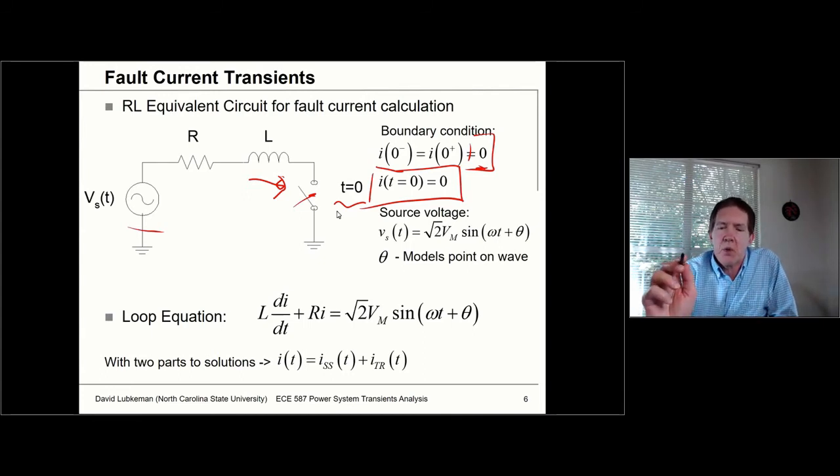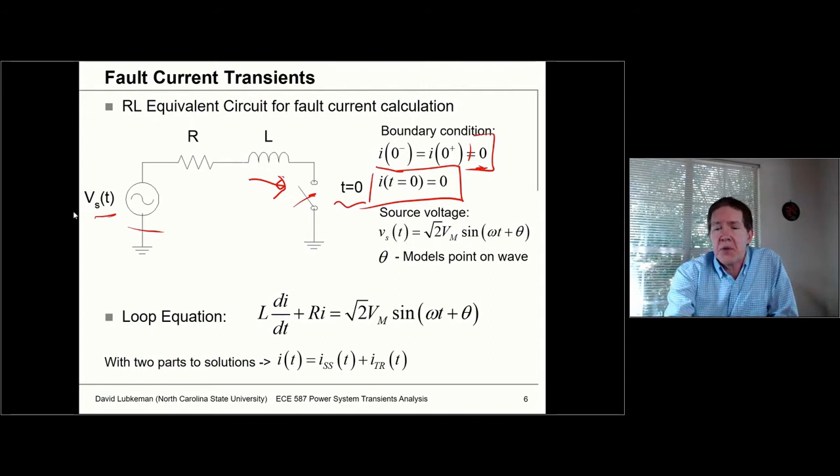Now, how do we model the fact that when that switch closes, we might actually have a different voltage at this source, because this is a sinusoidal source right here? We've already said that we're going to assume the switching occurs at time equals 0. So you could actually have different source voltages when that fault occurs.